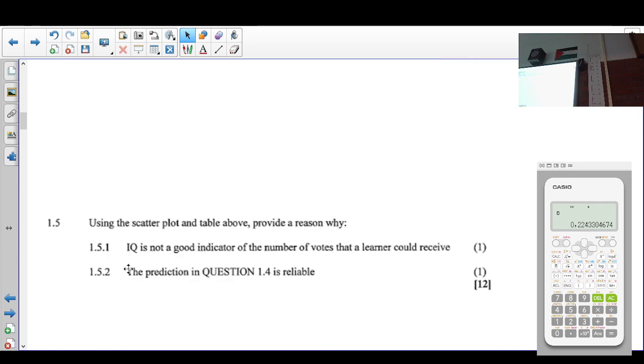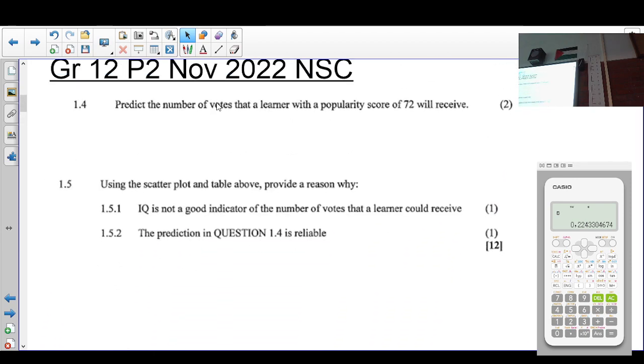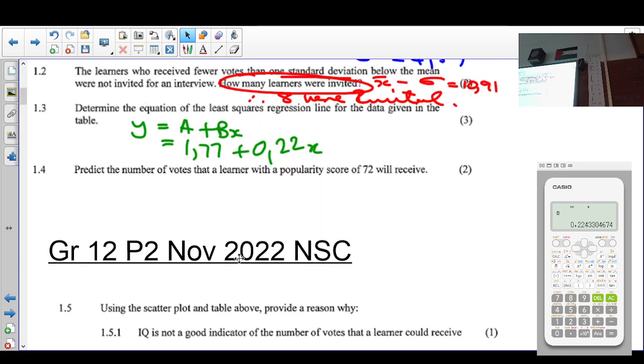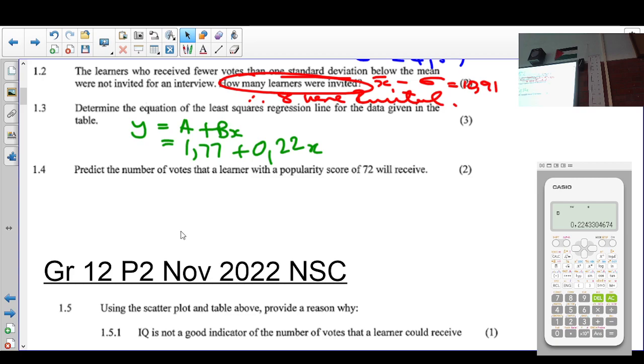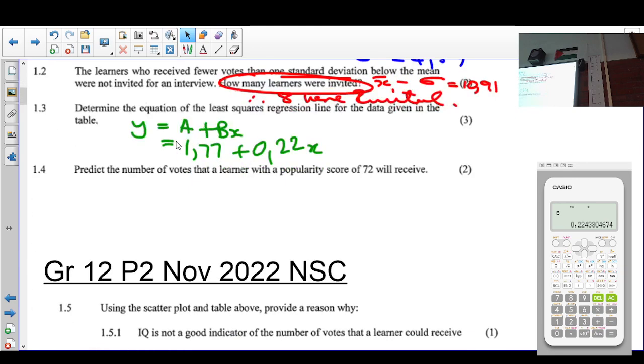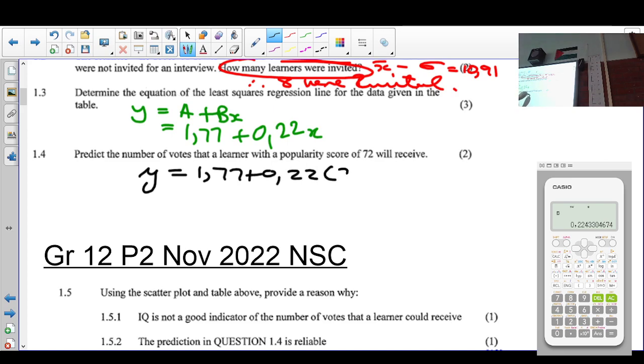1.4, 1.5. So in question 1.4, they asked you to predict the number of votes that the learner with a popularity score of 72 will receive. Now the popularity is the x. So in other words, I must calculate the y value. So that would simply be y is equal to 1 comma 77 plus 0 comma 22 times 72.